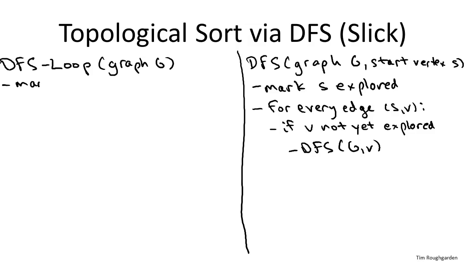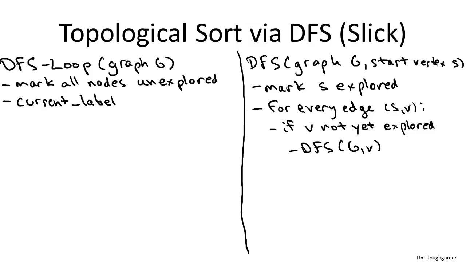So I said the first modification we need is to embed this into an outer for loop to ensure that every single node gets labeled. So I'm going to call that subroutine DFS-loop. It does not take a start vertex. Initialization: all nodes start out unexplored, of course. And we're also going to keep track of a global variable, which I'll call current label. This is going to be initialized to n, and we're going to count down each time we finish exploring a new node. And these will be precisely the f values. These will be exactly the positions of the vertices in the topological ordering that we output.